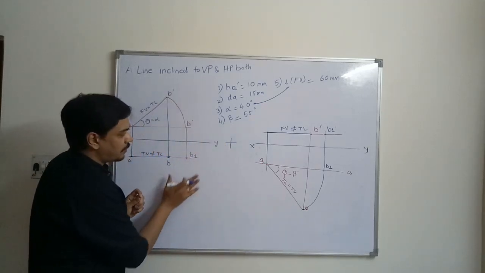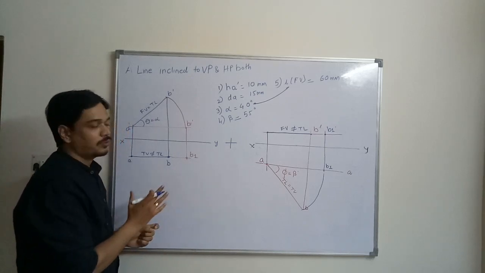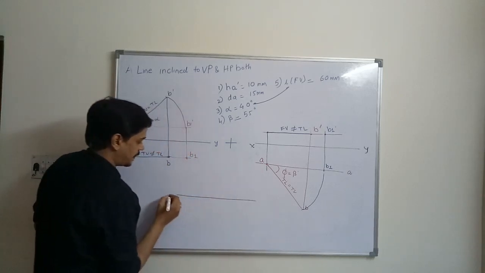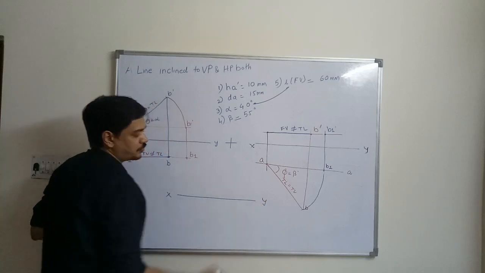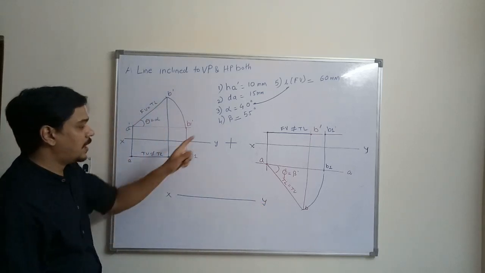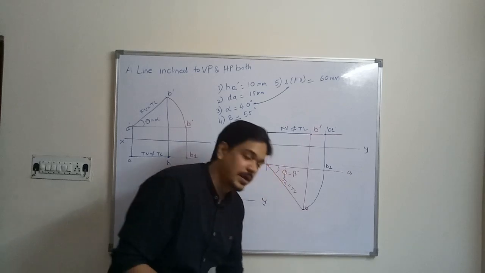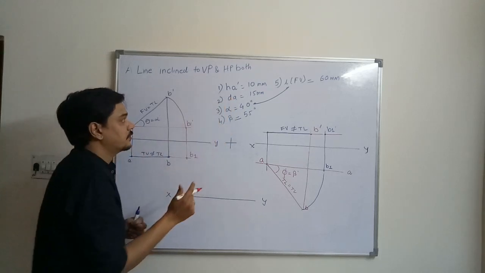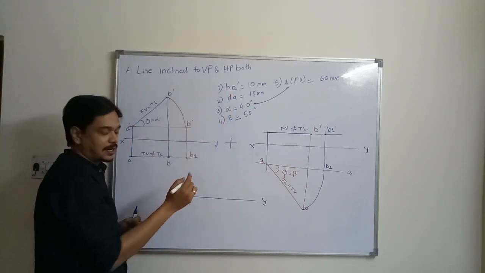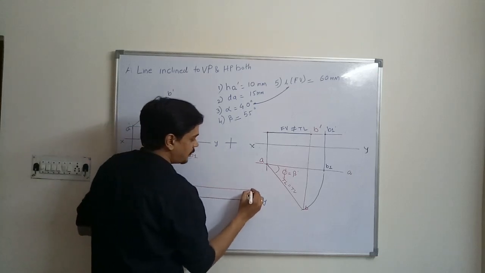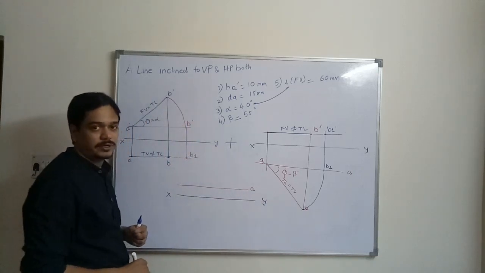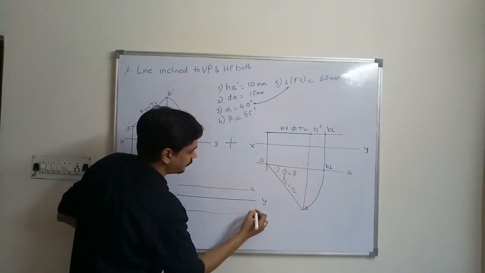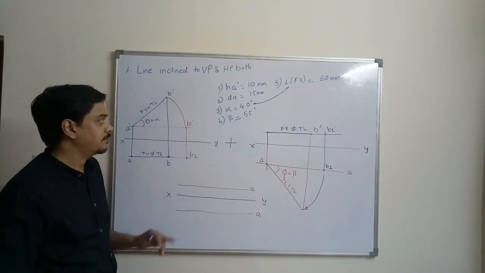So now we have to combine both the cases. How to combine this? Let us see. First you will require an xy line. Then you have to mark the locus. Then you have to mark the height of point A. So height of point A is 10 mm. So this is the height of A dash, 10 mm. Similarly, depth of A is 15. So this is the depth of A, 15 mm below xy.